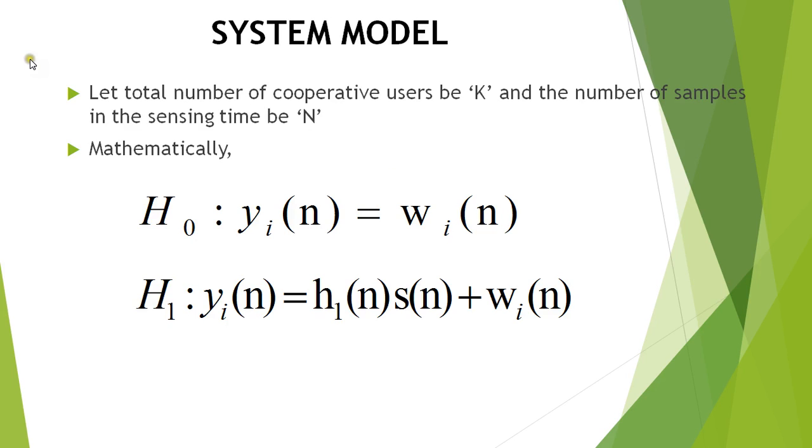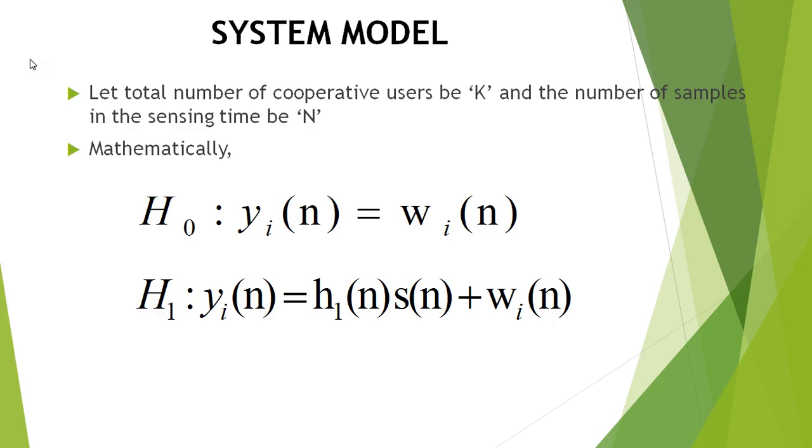So this is our cooperative spectrum sensing model. In this paper, we have considered a cognitive radio network with K cooperative secondary users. Spectrum sensing is performed periodically every N samples, which is the total number of samples for each secondary user.